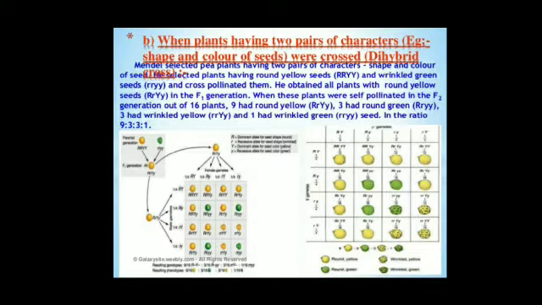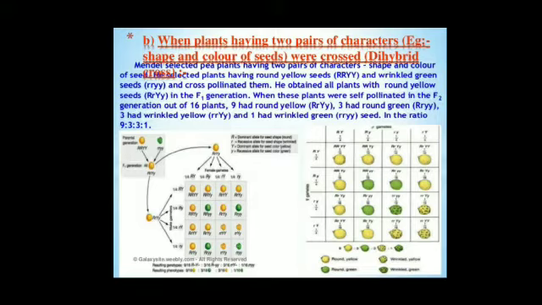When these plants were self-pollinated in the F2 generation, out of 16 plants, 9 had round yellow seeds, 3 had round green seeds, 3 had wrinkled yellow, and 1 had wrinkled green seed, in the ratio 9:3:3:1. The diagram you can see here is a Punnett square. In a Punnett square, you can write down the combination of genes on the y-axis and on the x-axis. Then you have to make possible pairs of combination.